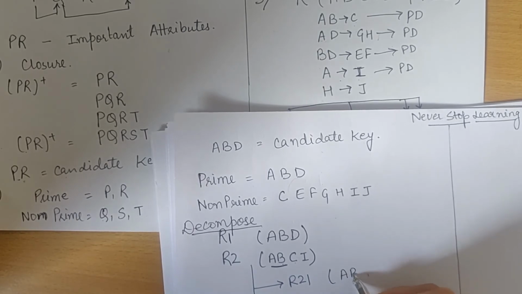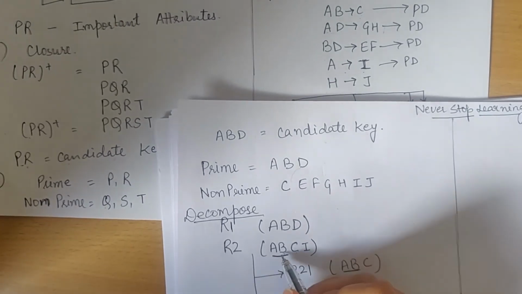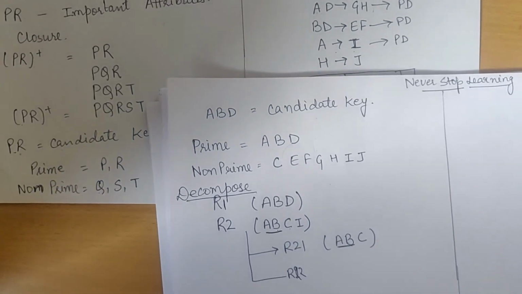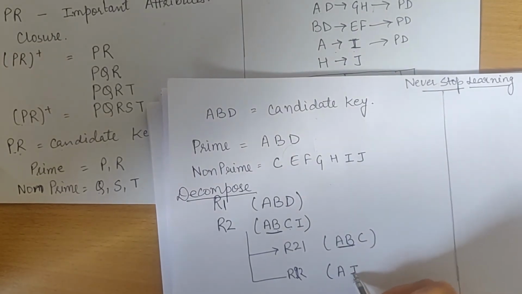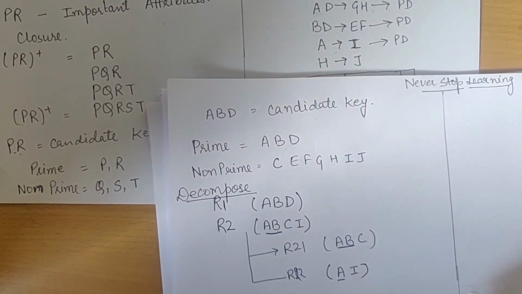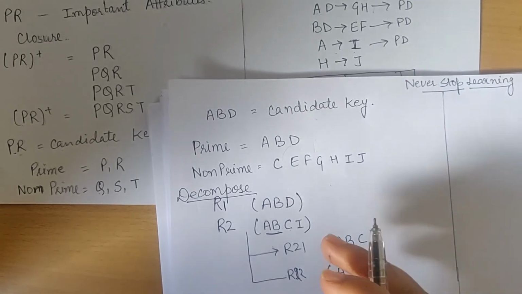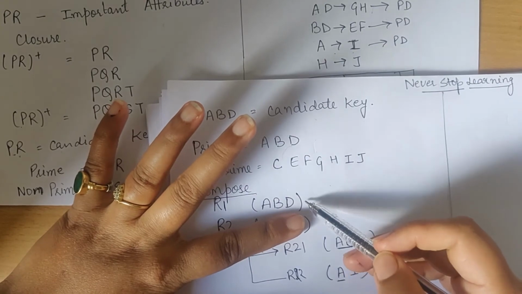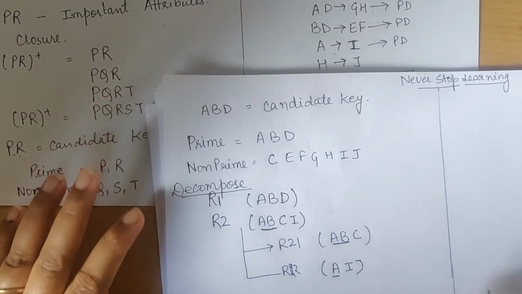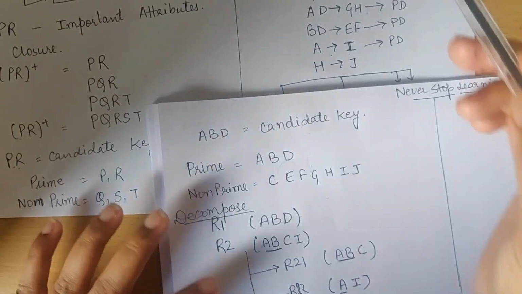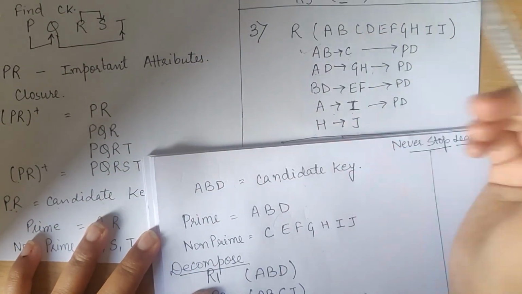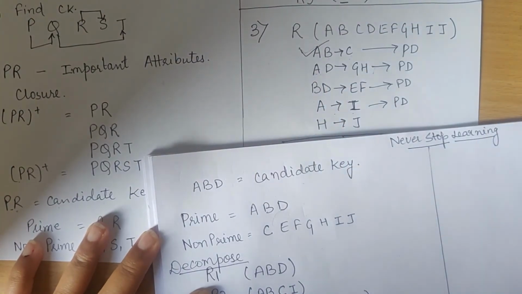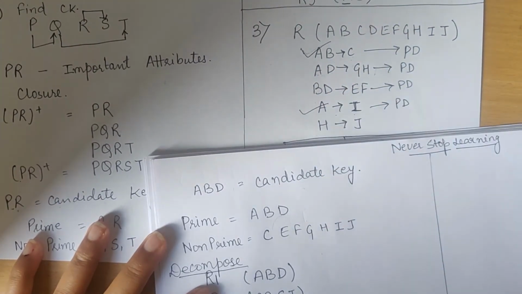R21 will have only ABC, and here AB will act as the key. And who else is creating a problem? A is creating a problem. A determines I, so here A will be the key for this table. AB is the key for one table, A is the key for the other. Now we will not take the old R2, we will take R1, R21, R22. So right now we have three tables, and this dependency problem is solved, and this one is solved too.